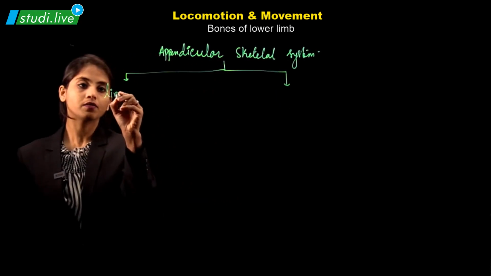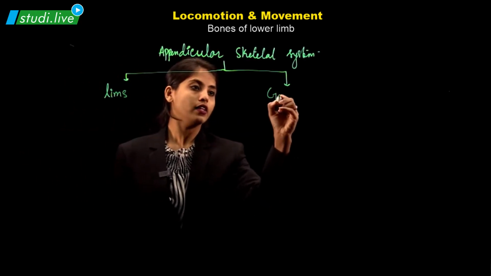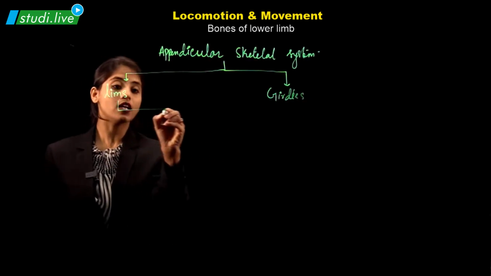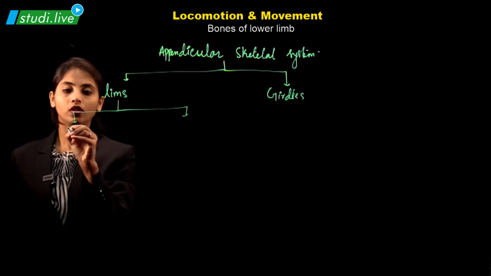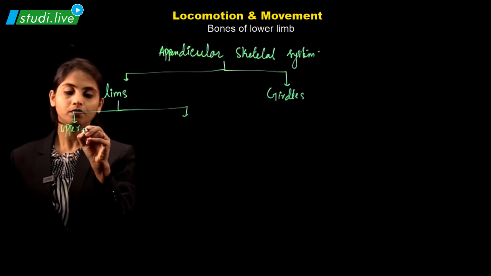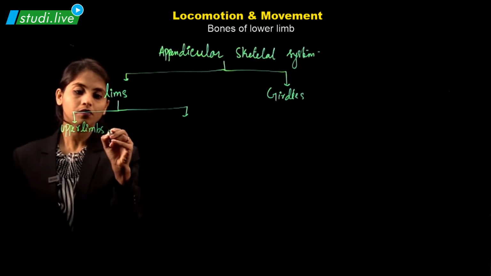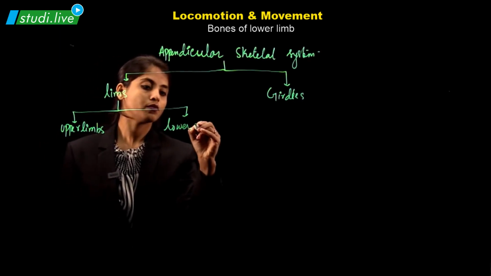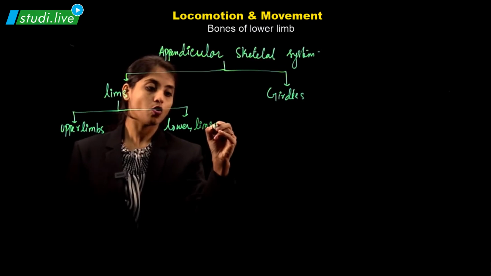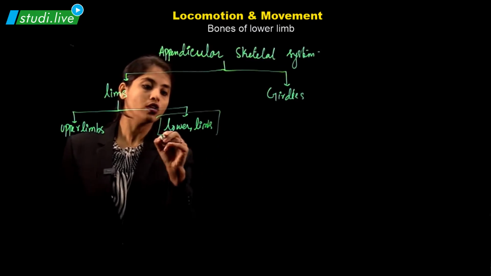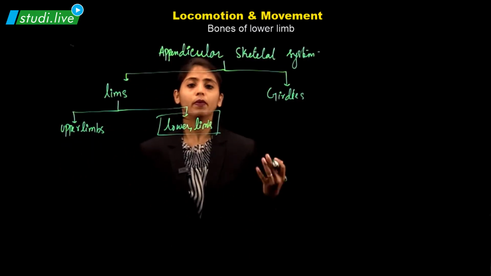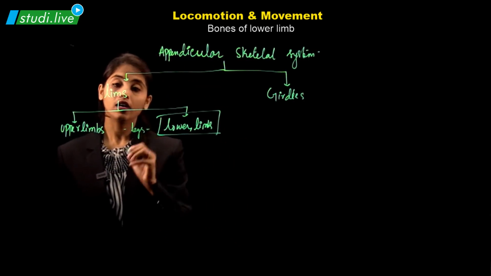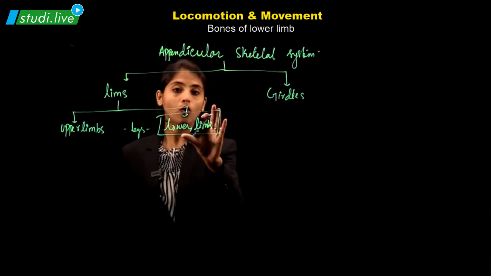the limbs and the girdle. And this limb is again categorized into the upper limbs and the lower limbs. So what are we going to learn about? We are going to learn about the lower limbs, which basically makes up your legs. Right? Let's learn about this.